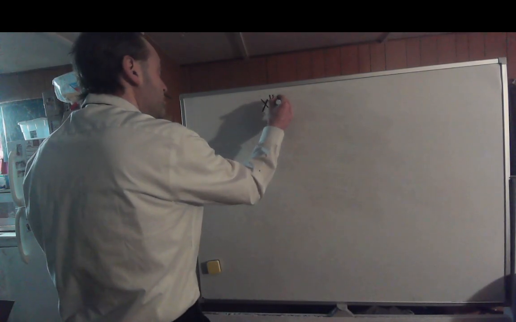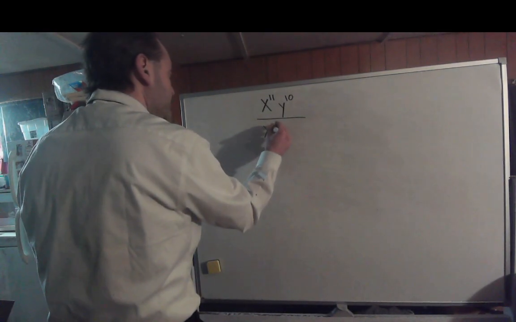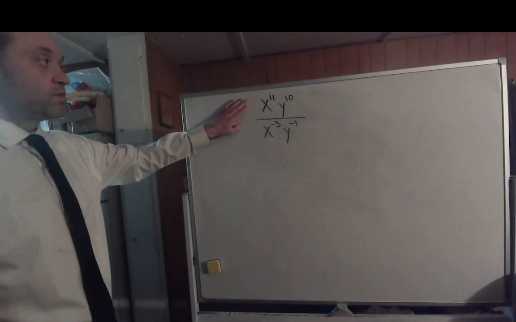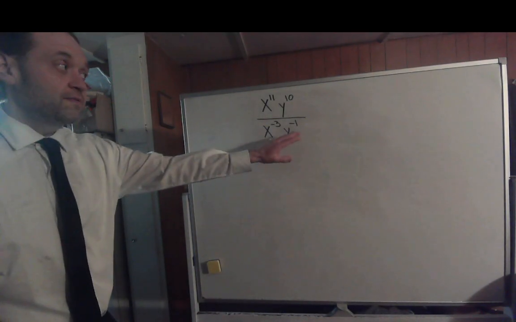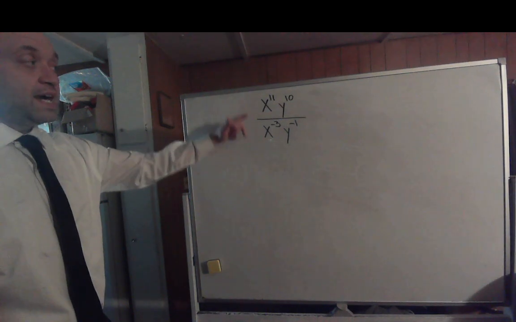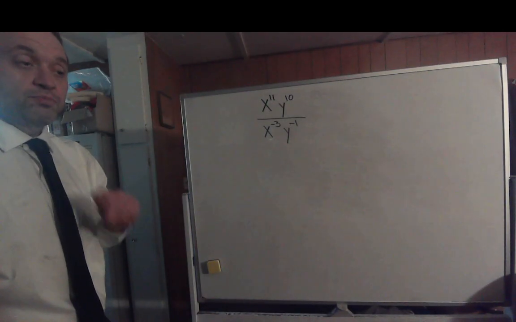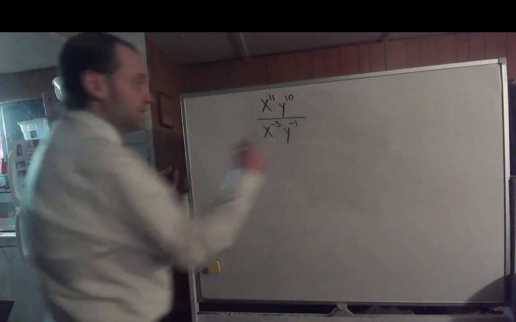Alright, let's see. We have x to the 11th y to the 10th divided by x to the negative third y to the negative first. I'm sorry, y to the negative first. So we're dividing bases of different powers, two different bases, but the good news again for both bases is that the power in the numerator is greater than that of the power of the denominator. So we'll keep these bases in the numerator.